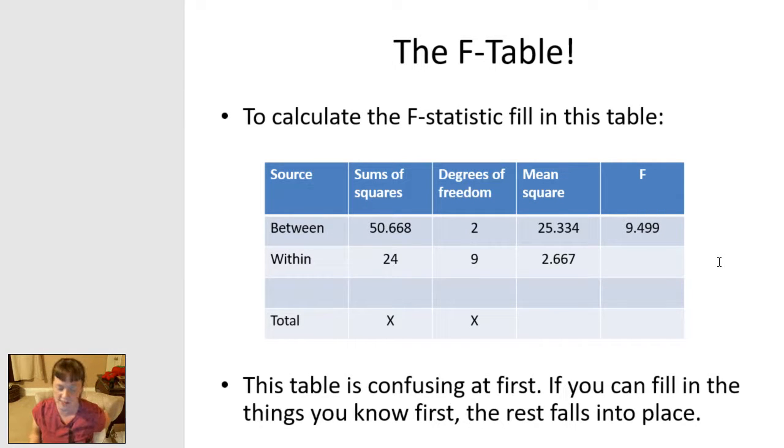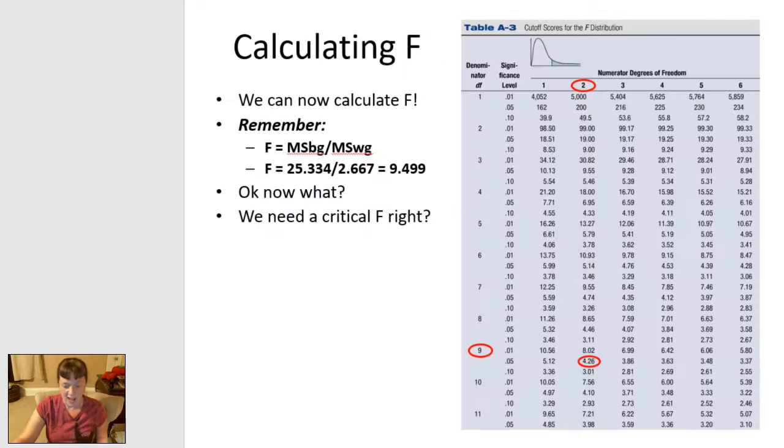So what do we do with this F statistic? Well, we're going to need to compare this to a critical value. And here is table A3, right? I got my F statistic by taking 25.334 and dividing by 2.667. This was my F statistic. Well, now I'm going to need my critical F. And here is the F table right here.